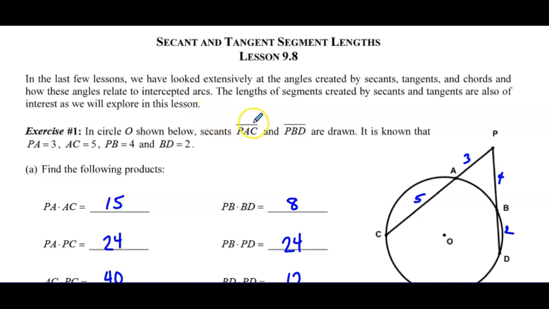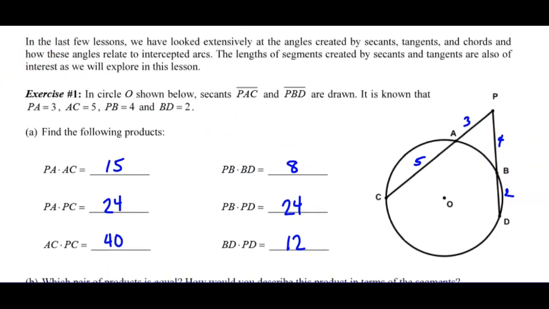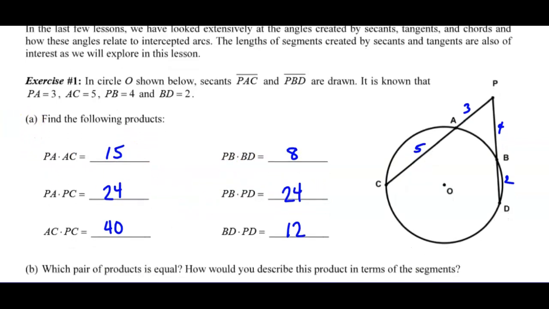Circle O shows secants PAC and PBD. Those are drawn there. And we know that PA is 3, AC is 5, PB is 4, BD is 2. It asks us to just find the following products. I'll save you that multiplication, but we have all of these different products. If I multiply the segments in question, these are what I get. And so the question is, which pair of products is equal, and how would you describe this product in terms of the segments?